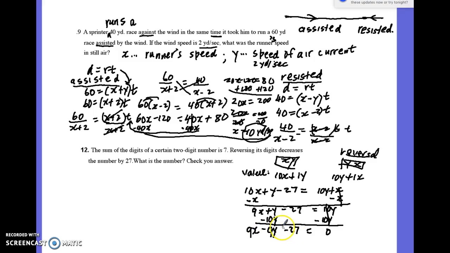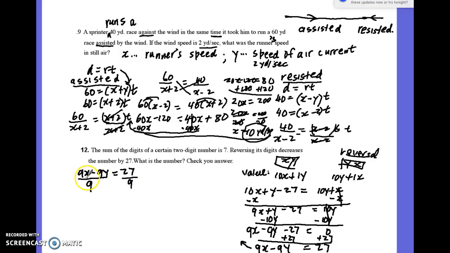What's the next step? Next step is we're going to add 27 to both sides. And we have 9x minus 9y equals 27. And notice all these numbers, these three numbers are divisible by 3. So I'm going to take it up here now. And we have 9x minus 9y equals 27. We can divide the left side by 9. I should say divisible by 9. And the right side by 9.